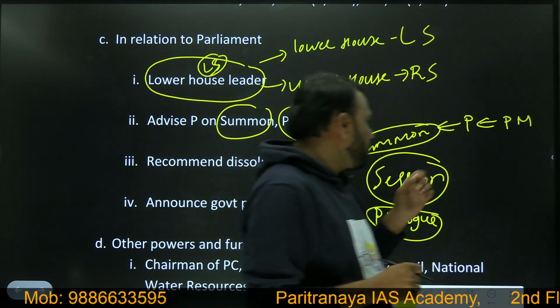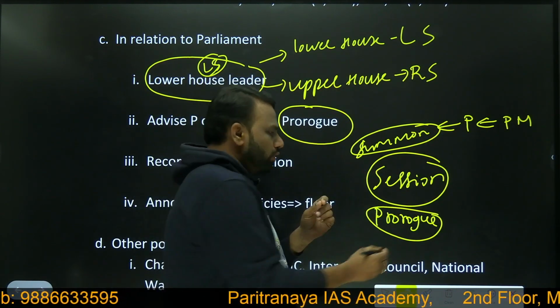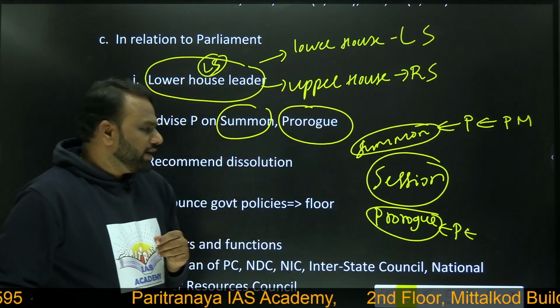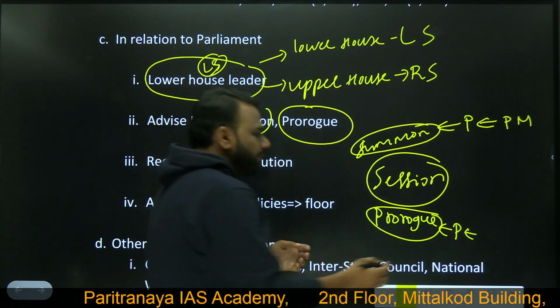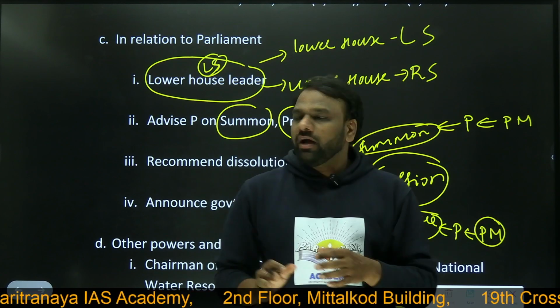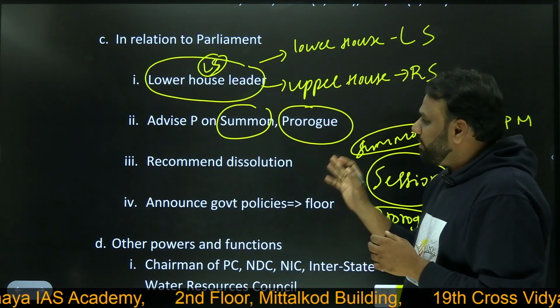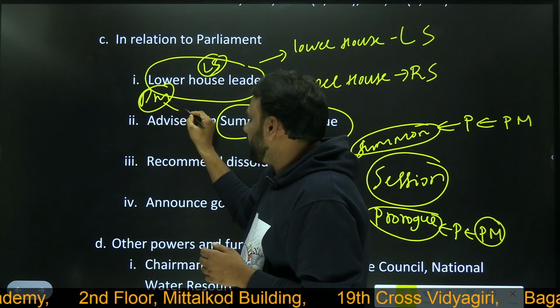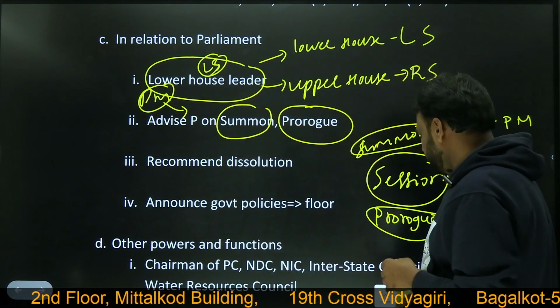So who will issue this prorogue? Prorogue will also be issued by President, as we have seen. Whether President can issue prorogue on his own will? No. Again, it will be based on the recommendation of Prime Minister. So both summon and prorogue, which are issued by President, will be on the advice of Prime Minister.